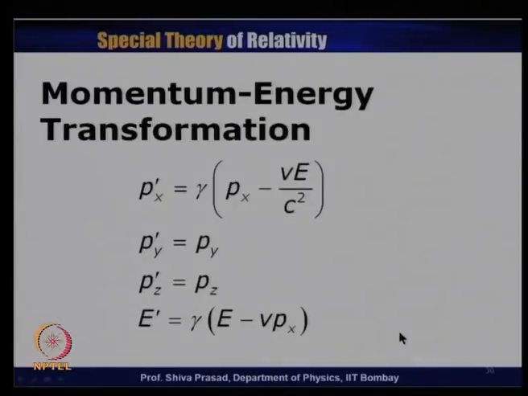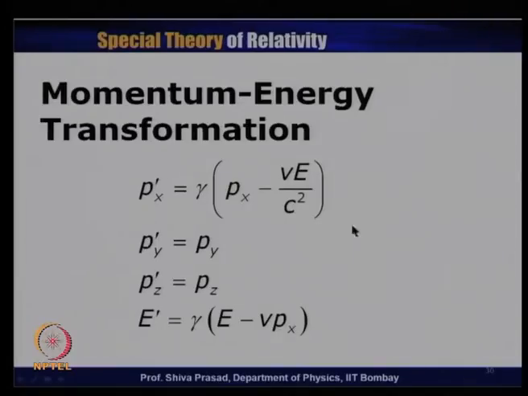If I just simplify this equation, this becomes my momentum energy transformation. So, px prime would be given by gamma times px minus vE by c², py prime becomes equal to py, pz prime becomes equal to pz, and E prime becomes gamma times E minus vpx.